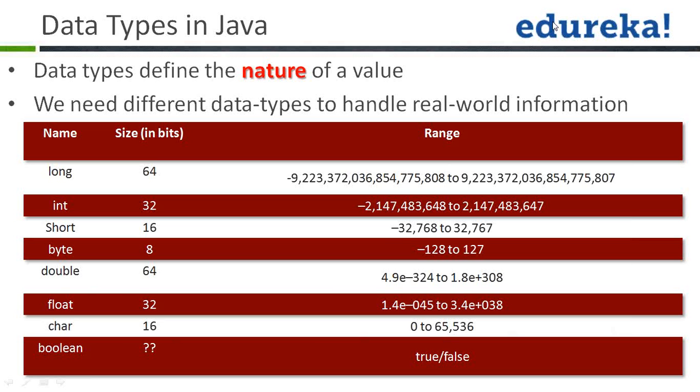Data types define the nature of a value. It defines whether the particular value is a number, or it is a string, or it is a character, anything. So we have got data types in Java to define the nature of a value. We need different data types to handle the real world information. Like we have got long, integer, short, byte, double, float, character, boolean. All these are different data types using which you can define the nature of a value in your Java application, and you can use it.